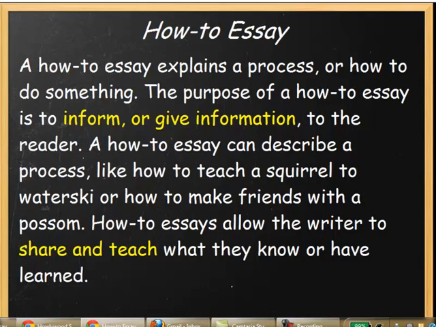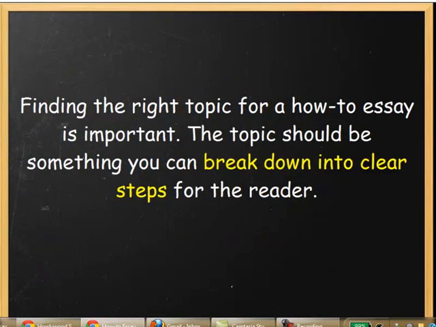A how-to essay can describe a process. For instance, you could describe how to teach a squirrel to water ski, or how to make friends with a possum. How-to essays allow the writer to share and teach a skill that they know well or that they have learned about. Finding the right topic for a how-to essay is very important. The topic should be something you can break down into clear, definable steps for the reader.